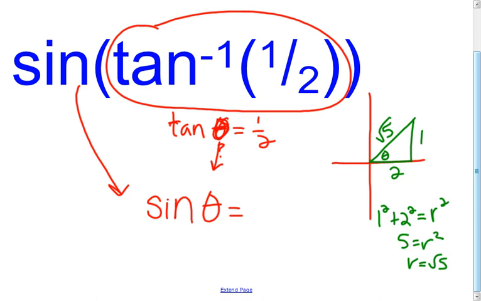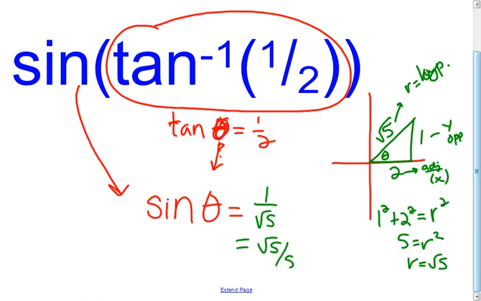Okay, so this side over here is your y, or your opposite, and this side right here is your adjacent, or your x, and this side right here is your radius, or your hypotenuse, sorry. Okay? So sine now, we know, is our opposite over hypotenuse, or our y value over our r value. So our sine will be 1 over the square root of 5, which of course will simplify to root 5 over 5. Okay, and that is my answer.